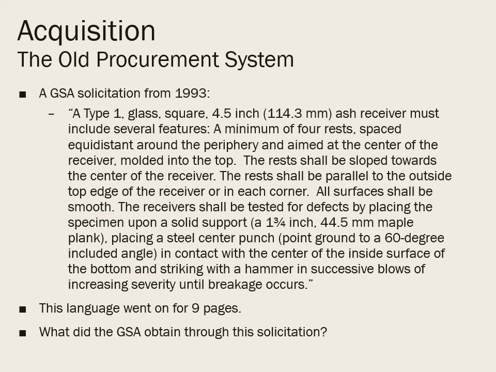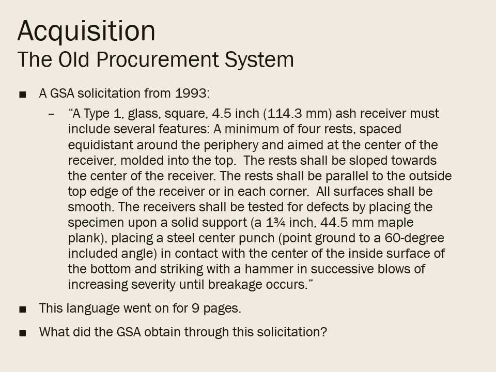So we operated under the old procurement system prior to 94, and the old procurement system was absolutely full of gobbledygook government speak. So for example, here is a GSA solicitation from 1993. I only have a little part of it here. This actually went on for 9 pages. So here's part of the solicitation.